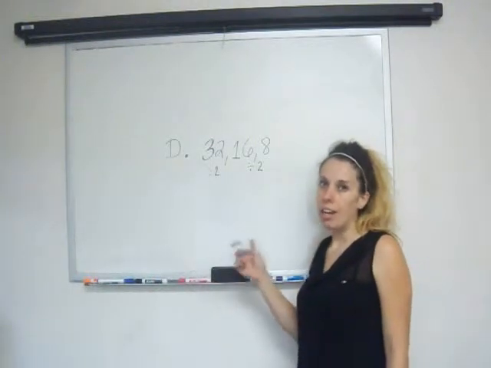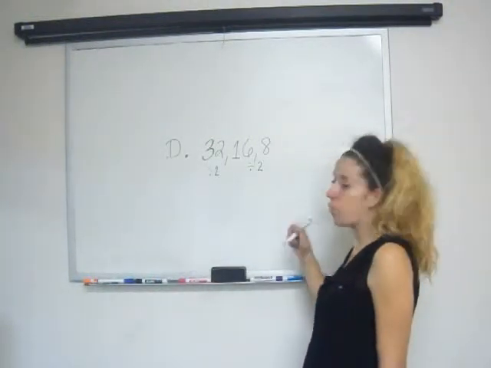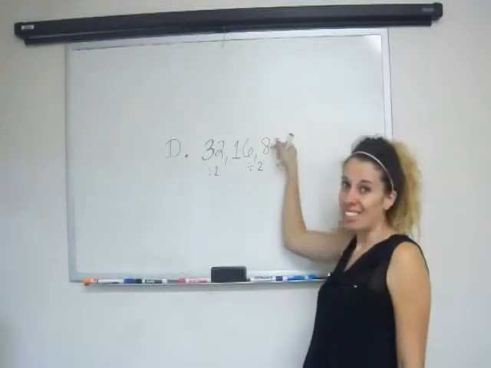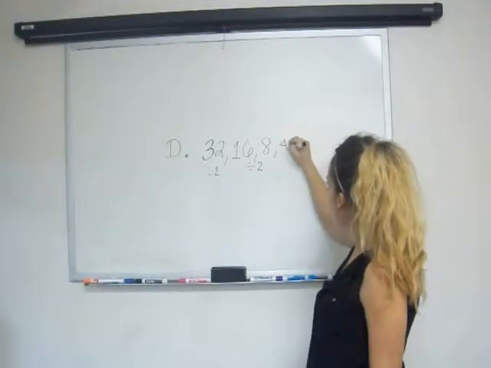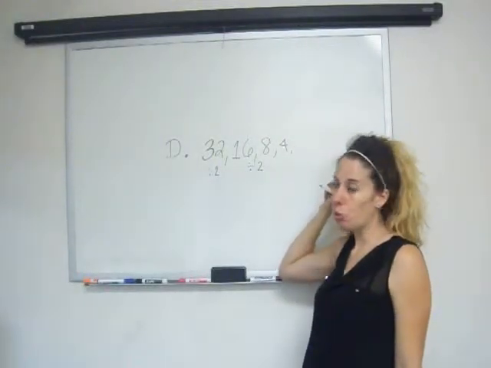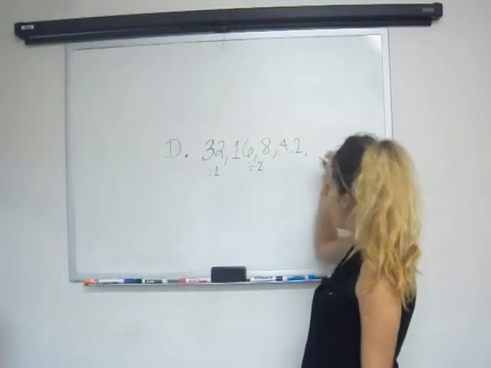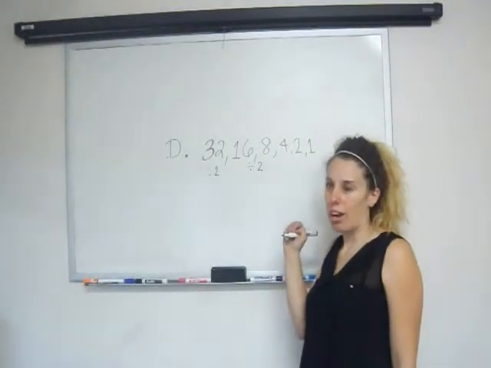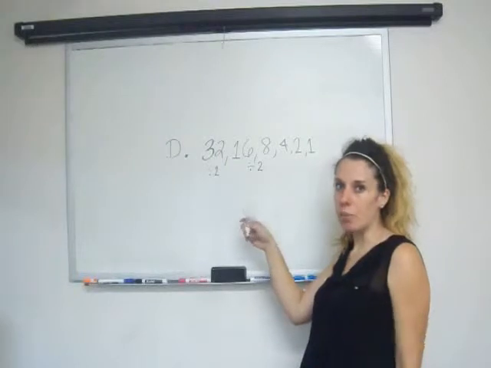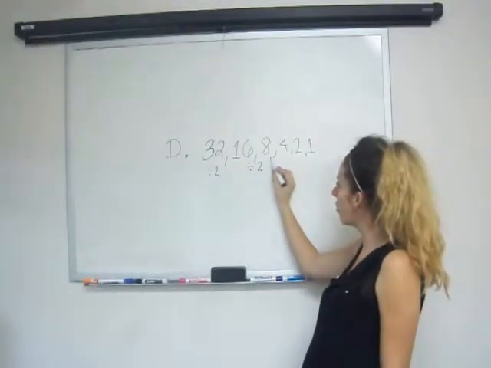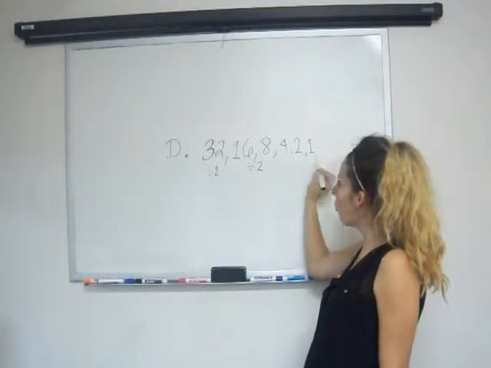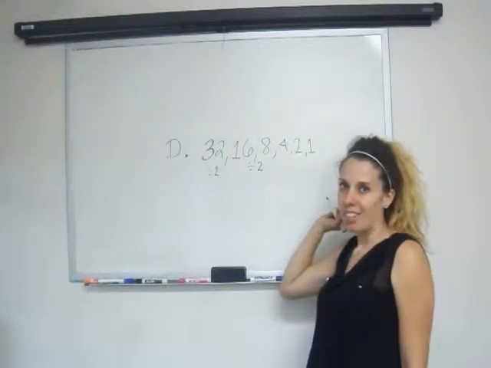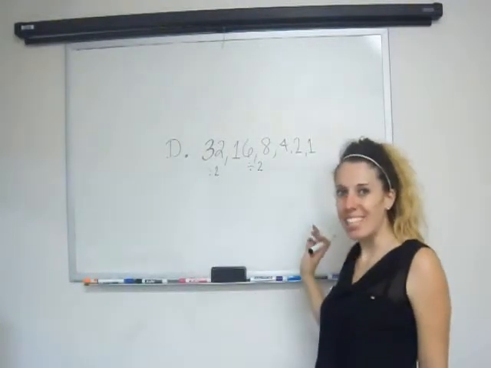So it looks like our pattern is dividing by 2 each time, and so to find my next 3 terms, I'm going to again divide by 2, okay? So 8 divided by 2 is 4, and 4 divided by 2 is 2, and 2 divided by 2 is 1, okay? So this one, we used inductive reasoning, we found the pattern, and we concluded that our final 3 terms were 4, 2, and 1. Okay, so let's move on to example E.